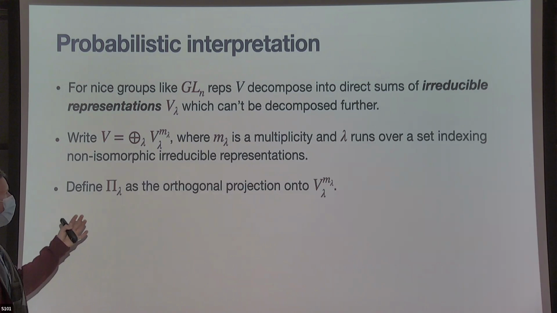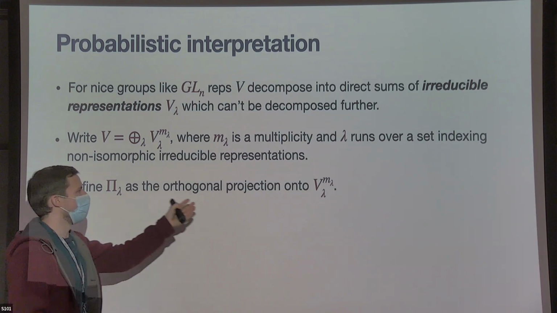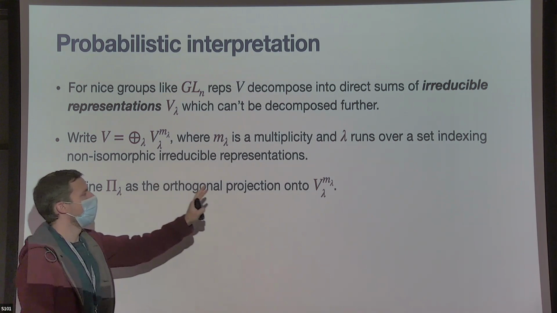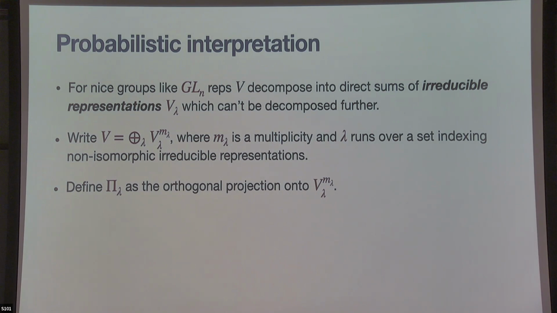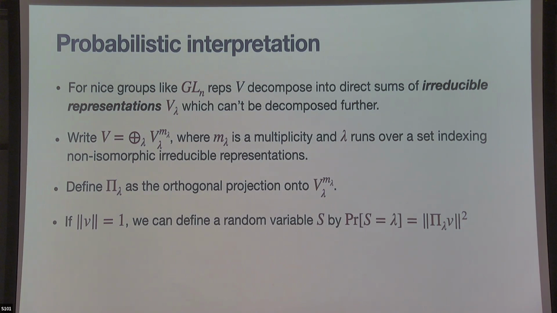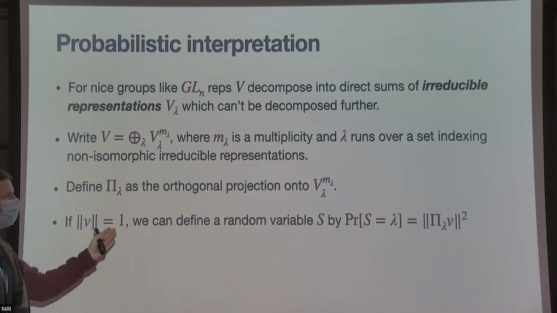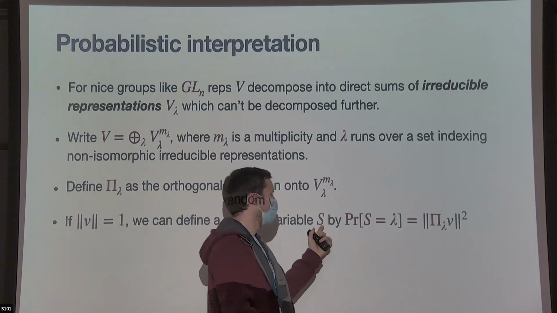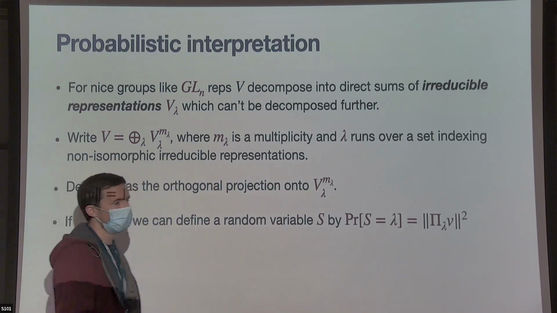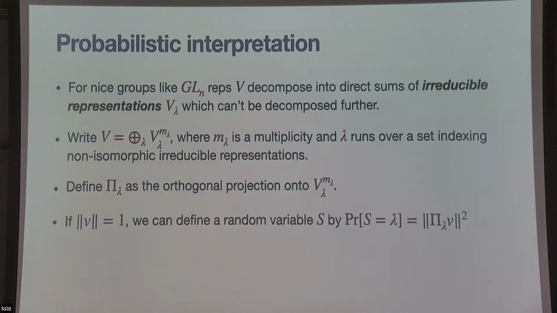And so we can come up with a family of orthogonal projections where you project down from V into all the stuff that looks like lambda, all the stuff of a particular type. And actually, if the norm of the vector is one, then this will give you a random variable, where you define the probability of S being lambda as the norm squared of this projection. The reason is that all these projections sum up to one, just like in Parseval. Yeah, that's right. It's Parseval's identity.